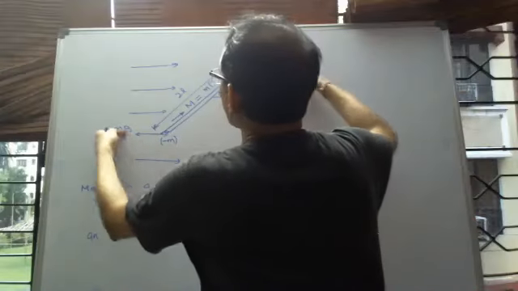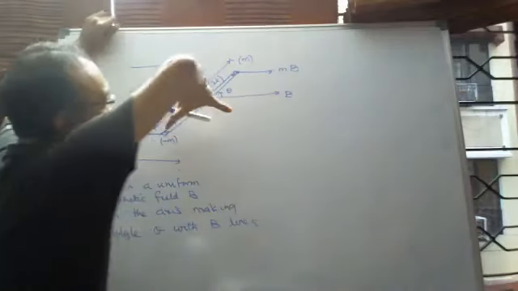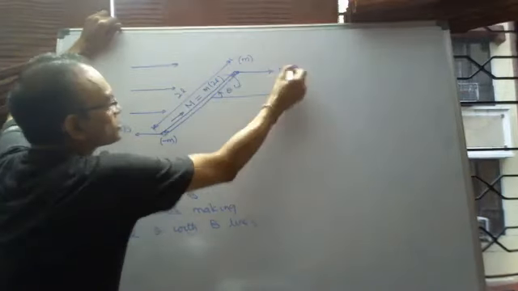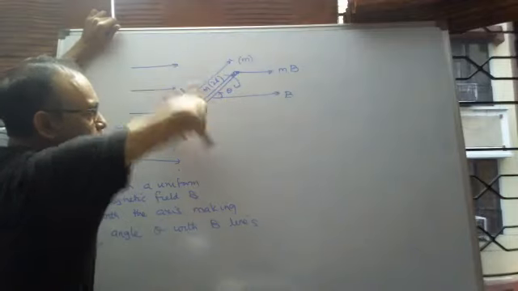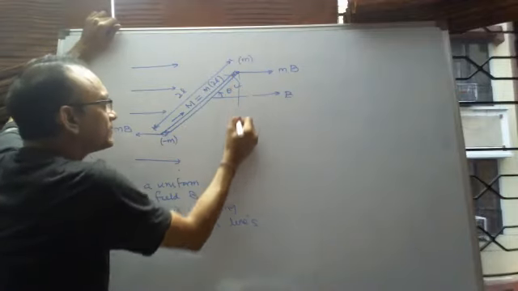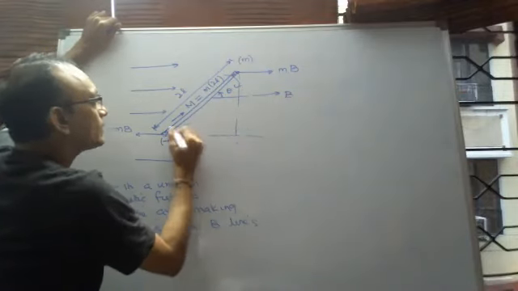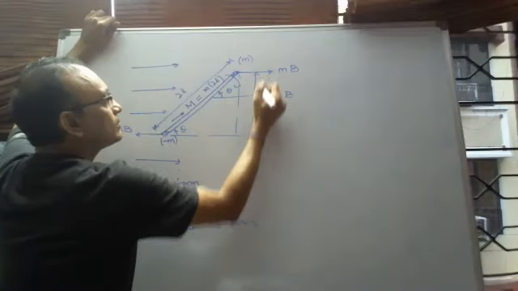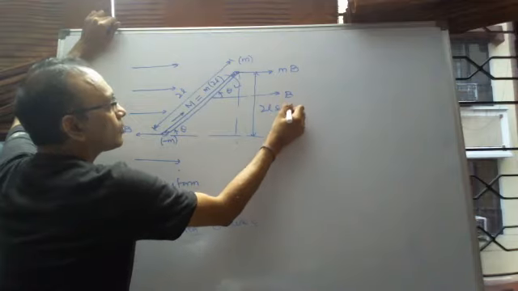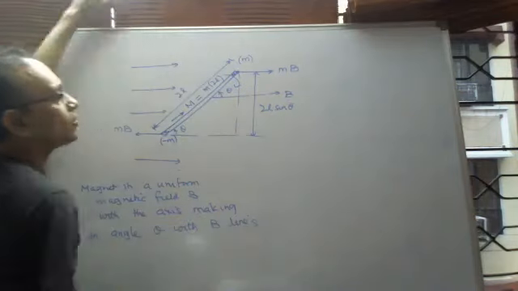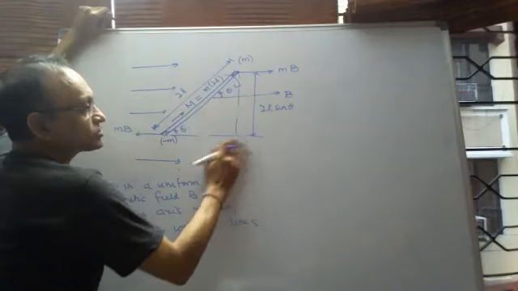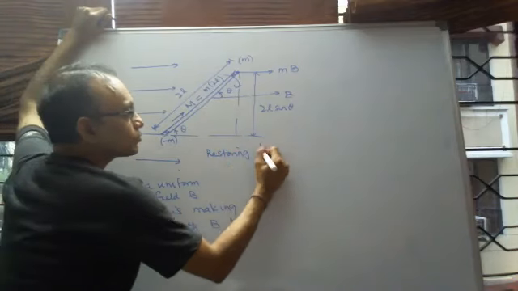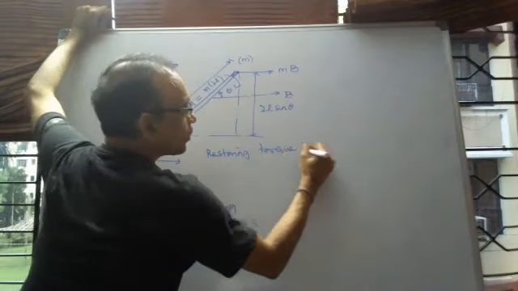So do you realize these two forces are equal and opposite, and they would want to rotate this? These two forces, MB and MB, would produce a torque like this, would rotate this, and form a couple. If this angle is theta, then this length will be 2L sin theta. This is 2L, so this will be 2L sin theta. The couple produces restoring torque.